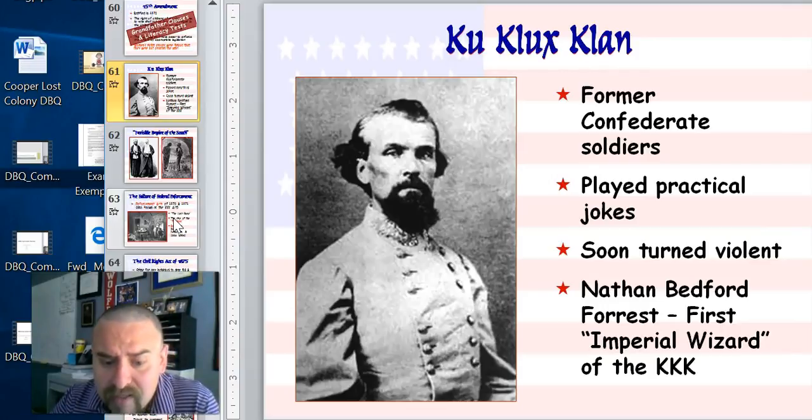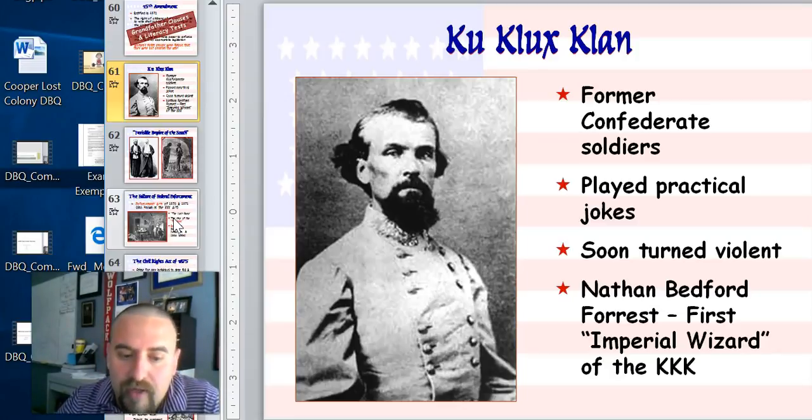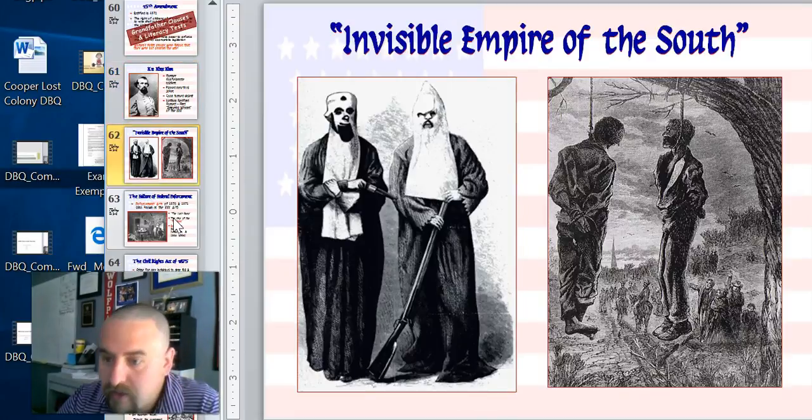The KKK is going to rise up in an effort to stop all this change by Reconstruction. At first, there was this whole idea that they're playing practical jokes, but then the violence starts. Nathan Bedford Forrest is going to be the first imperial wizard of the KKK. He's out in Tennessee trying to resist Reconstruction there. There is an army of the KKK that is created during the Reconstruction time, but it's going to fall apart rather quickly.